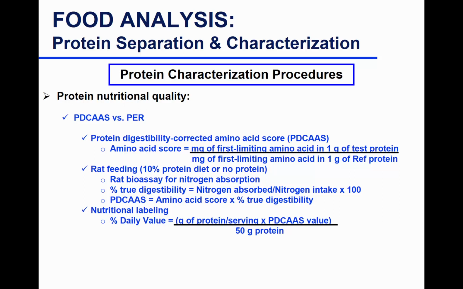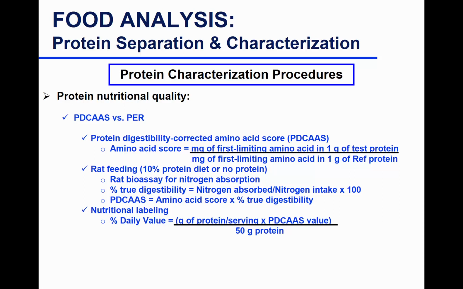So you want to do digestibility. So we get the amino acid score, and I want the digestibility score as well. This is done using rats. So you feed rats a certain amount of protein, and then you measure nitrogen in their feces. Then you would determine the amount of nitrogen absorbed versus the amount of nitrogen intake. That gives you the true digestibility. Then you have the digestibility score, and you have the amino acid score. Then you get the PDCAAS, which is a value out of 1. So 1 is the highest PDCAAS, and anything less than 1 has less quality, basically.